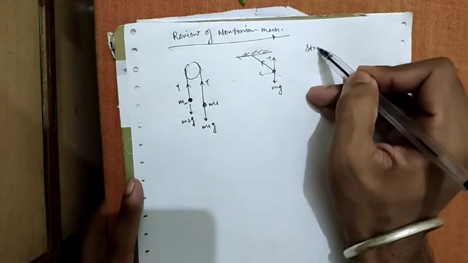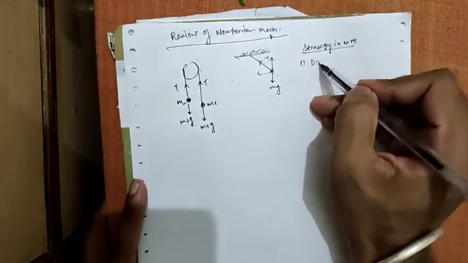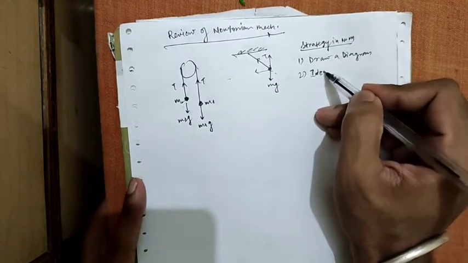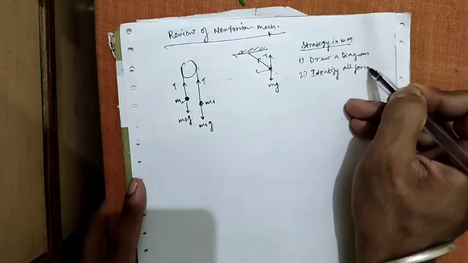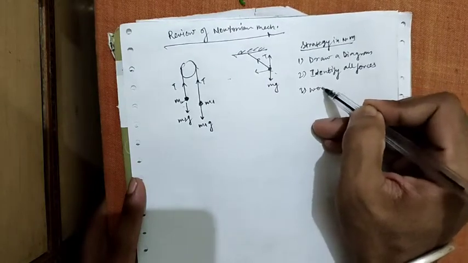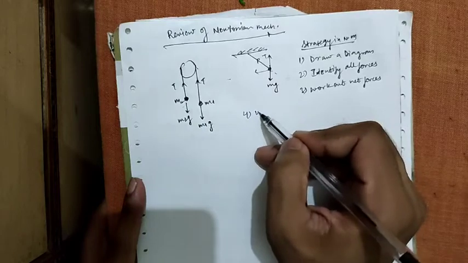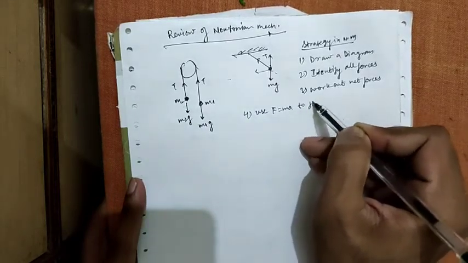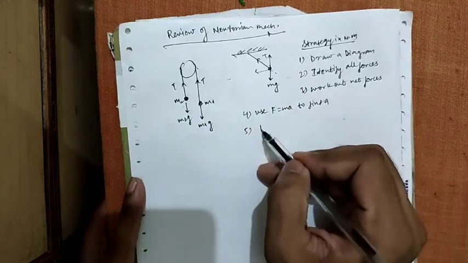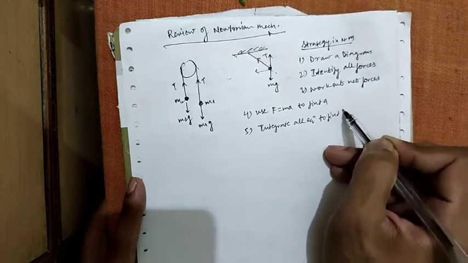So basically our strategy in Newtonian mechanics is, first we draw a diagram. Second, we identify all the forces which are in action. Third, we work out the net forces, as in this case we will find net forces to equate the equations. Fourth, we use Newton's law, F equals ma, to find acceleration. Fifth, we integrate all the equations to find trajectories.